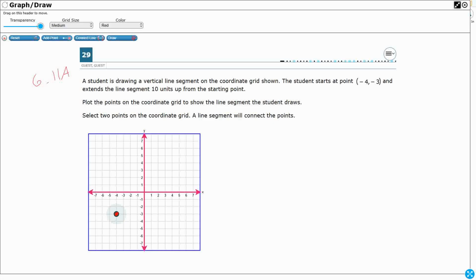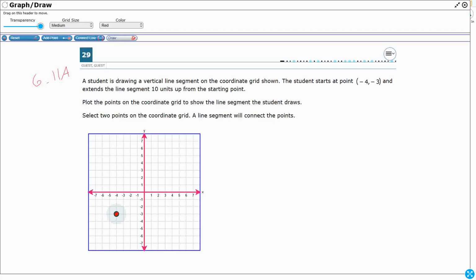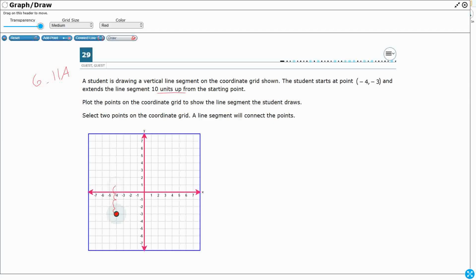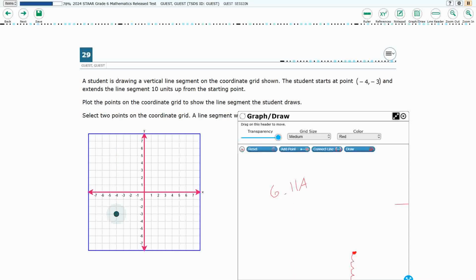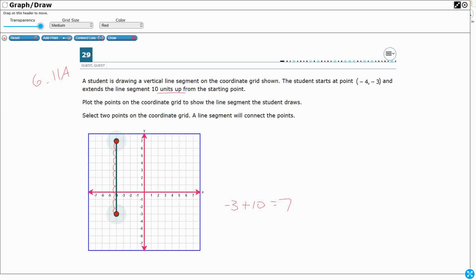Next, you need to extend the line segment 10 units up. All right, so 10 units up. So let's count up 1, 2, 3, 4, 5, 6, 7, 8, 9, 10. So I'm jumping 10 up. I also just could have said, well, my y value is -3. 10 units up means plus 10. It's going to equal +7. So either way, my second point is still going to be at an x of -4, but now my y is going to be +7, and that is my line segment. And that's it. That's the line segment.